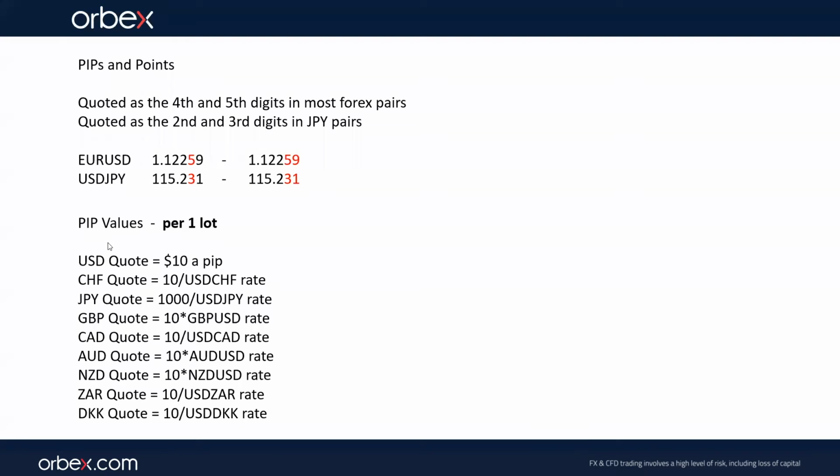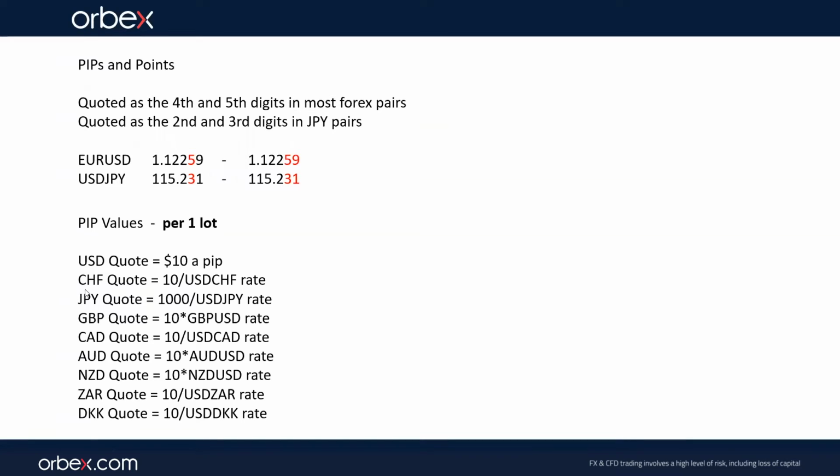So pip values are here, and this is per one lot. It's good to understand that anything quoted in dollars is $10 a pip per one lot. So euro dollar, pound dollar, Australian dollar versus American dollar, Kiwi, which is the New Zealand dollar versus the American dollar, the pip value is always $10. And there's other calculations for the rest of these currencies as well.